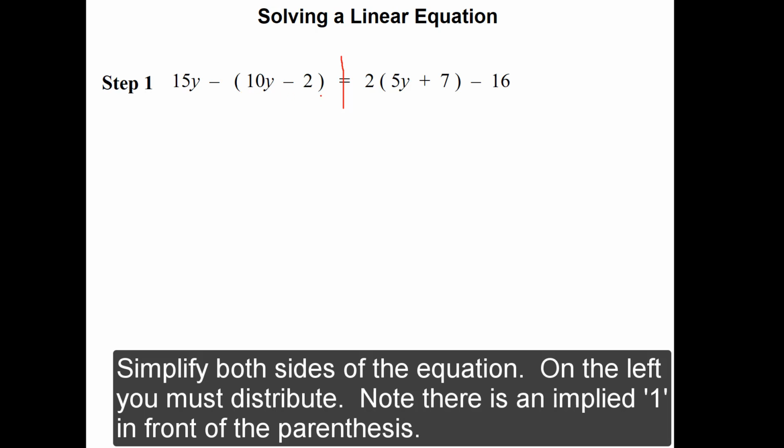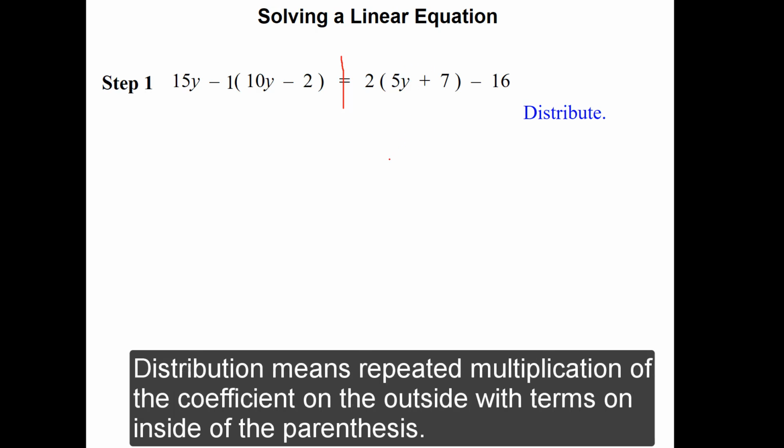So on the left, to eliminate the parentheses, I have to distribute. Well, here there is no number. Well, in reality, there is an implied 1 if you do not see a number. So we will distribute -1 through the parentheses. On the right side, we have a 2 that we will distribute through those parentheses. So again, distribution means repeated multiplication of the coefficient on the outside with the terms on the inside.